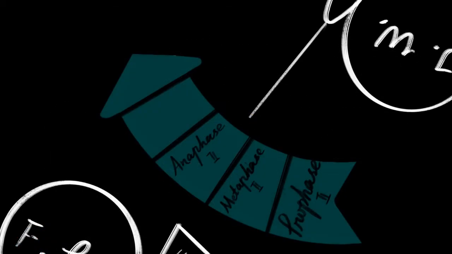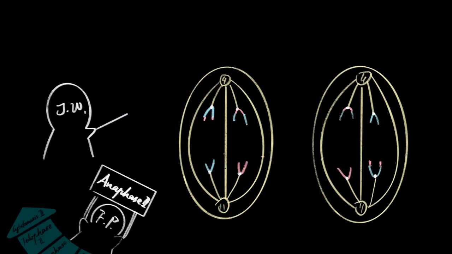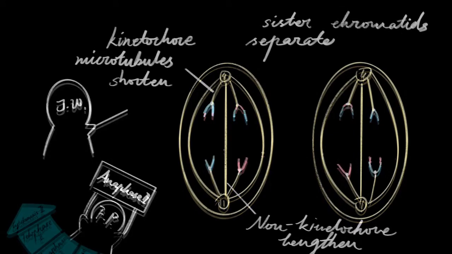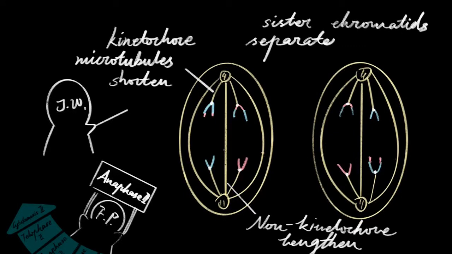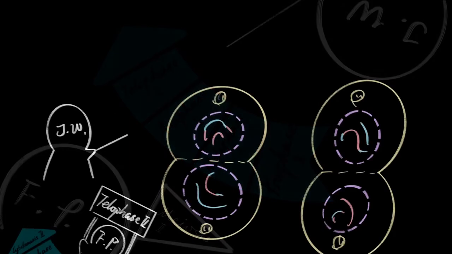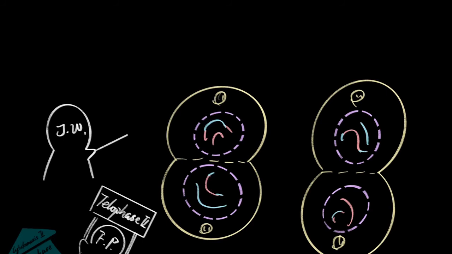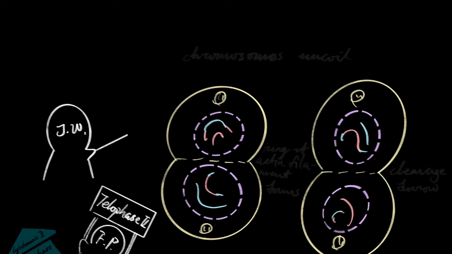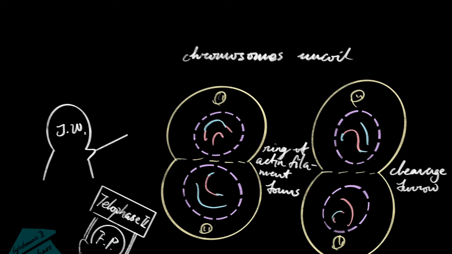In anaphase 2, nothing new happens here as well. The sister chromatids begin to separate and move to the poles, and the non-kinetochore microtubules elongate the cell. Well, what a surprise! Telophase 2 happens to be around the same as the previous telophase. In telophase 2, the new nuclear membranes form, the chromosomes uncoil, and the cell membrane tightens for cytokinesis.